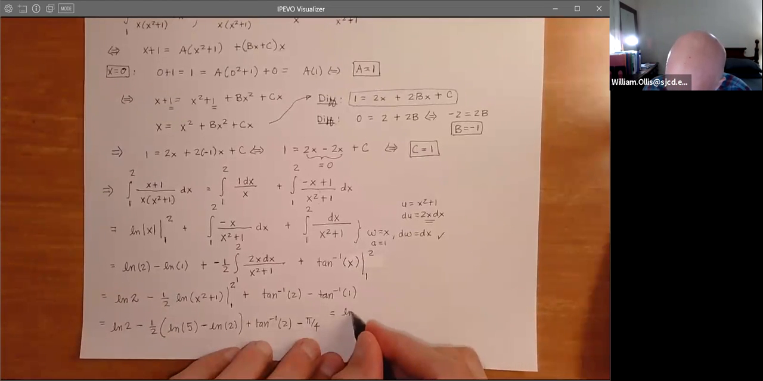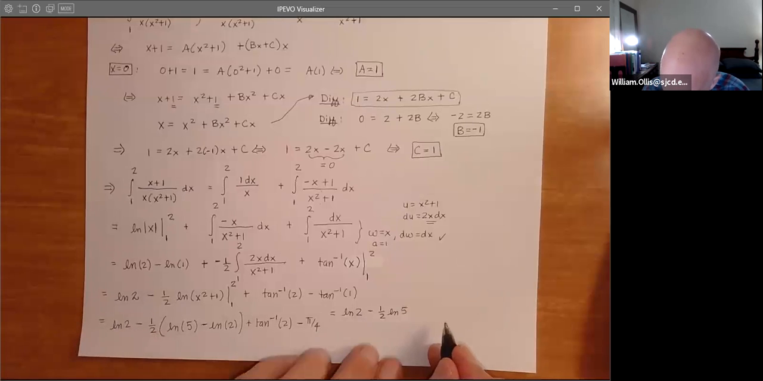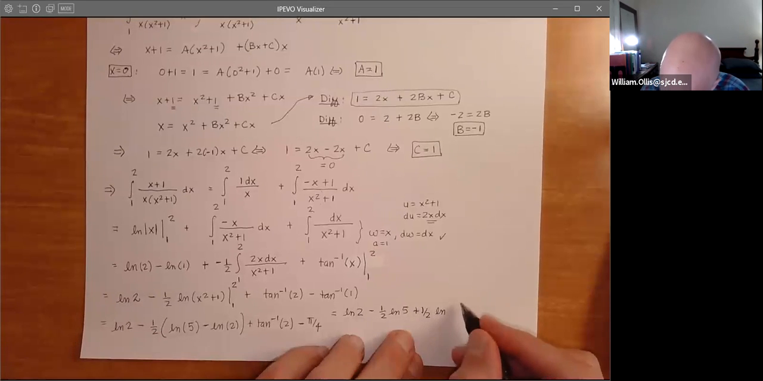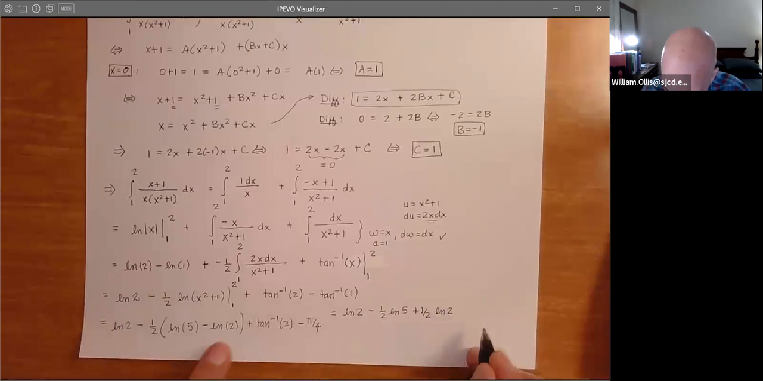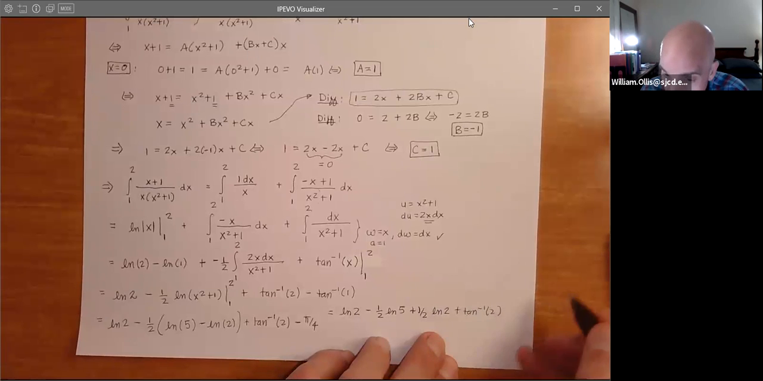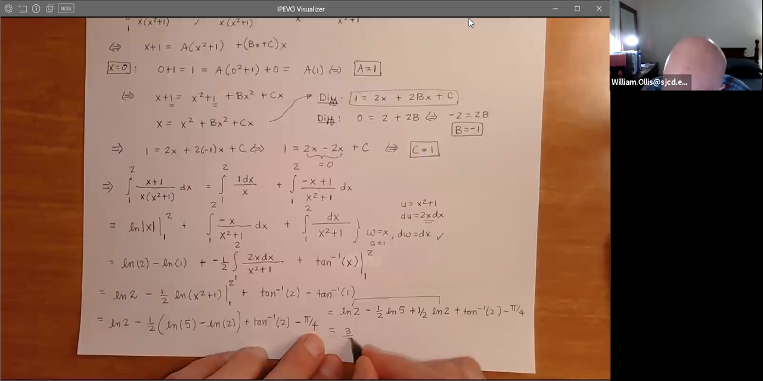So this is ln 2 minus 1/2 ln 5. And then of course we have minus minus, so this is plus what? 1/2 ln 2. And then of course we have the plus inverse tangent of 2 minus pi over 4. This is still kind of messy, but notice we can put these two together and this gives us 3/2 natural log of 2.